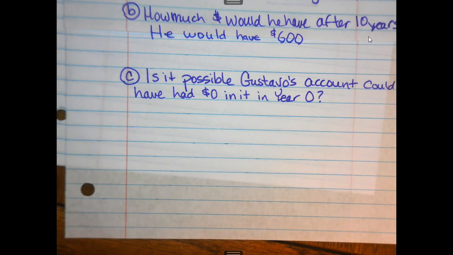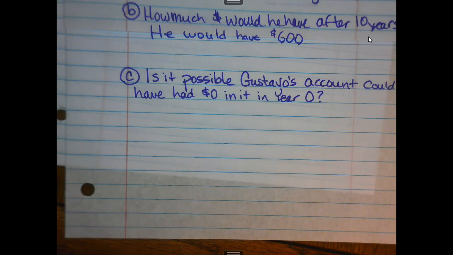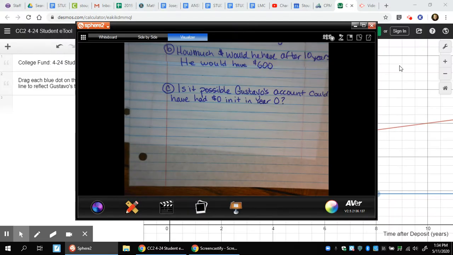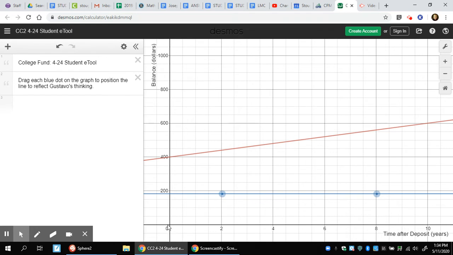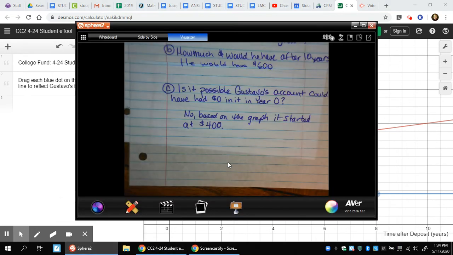Is it possible Gustavo's account could have had 0 in it year 1? Well, again, based on what we see on the graph, this is where 0 is, and the graph data starts at 400. So based on what we see, we would say no. Based on the graph, it started at $400. And I'm going to go ahead and show you that dot cam one more time.